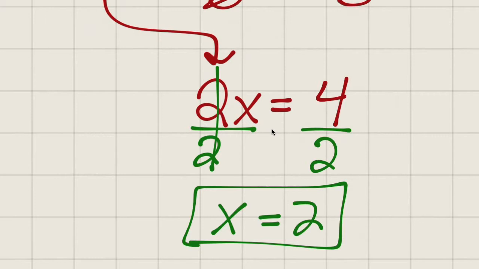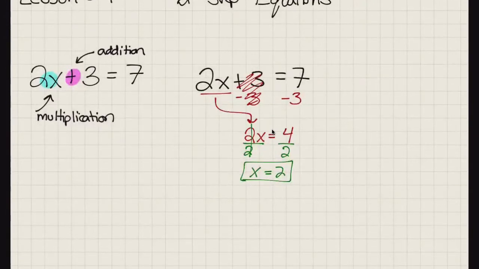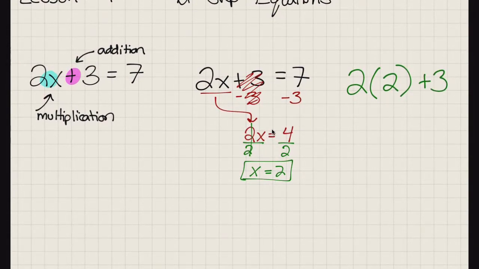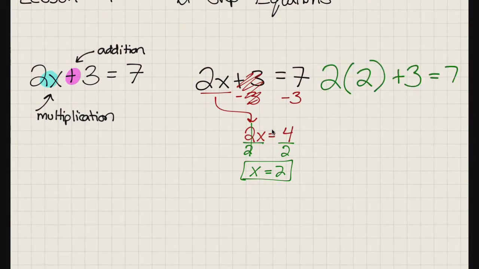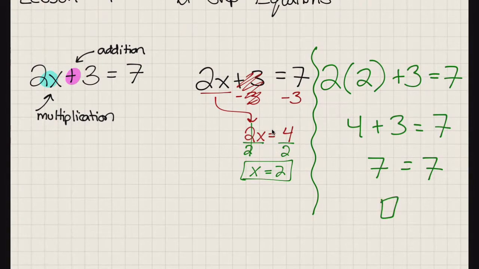So let's go ahead and take this back up and plug in. So 2x, which is really 2 times 2, if x equals 2, plus 3, should in theory equal 7. If it doesn't, we've done something wrong, okay? So 2 times 2 is 4, plus 3 equals 7. 7 equals 7. That is a true statement. Ah, there it is. Look at that. And check mark. It's done. It's correct. So yes, I did the mathematics correct.